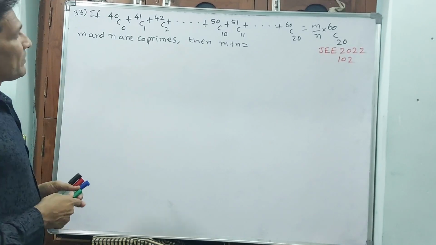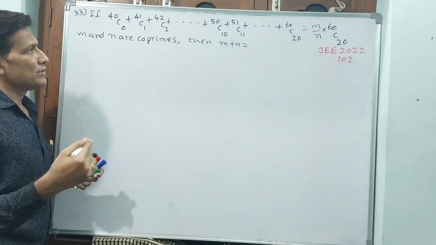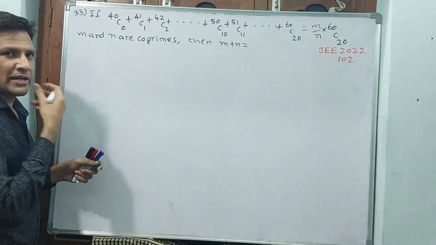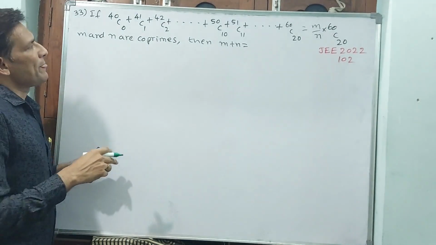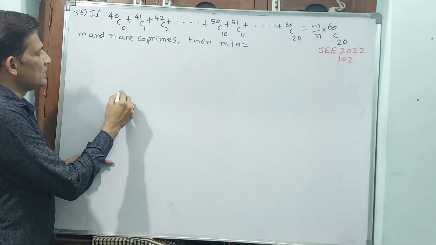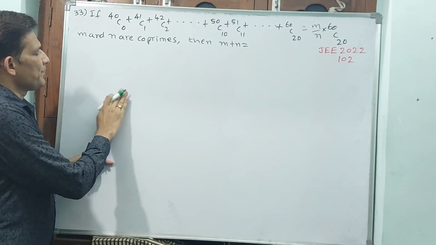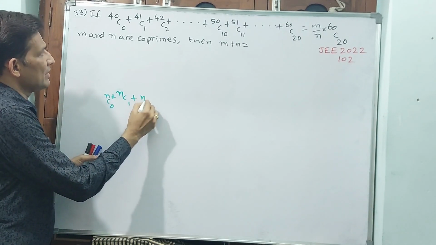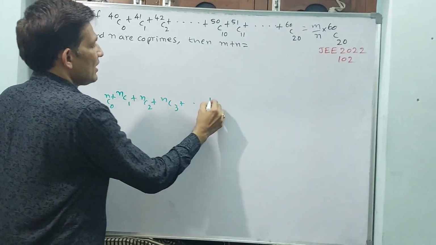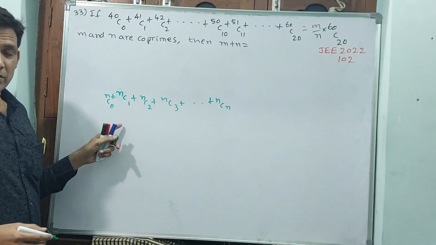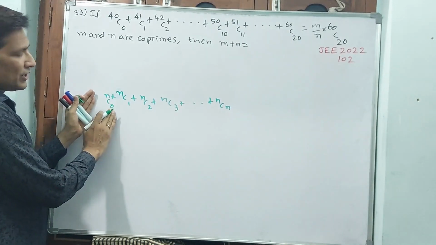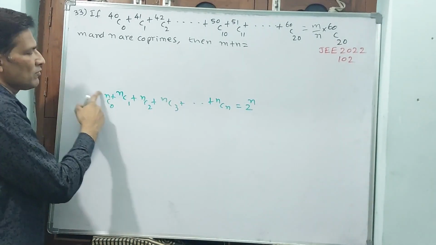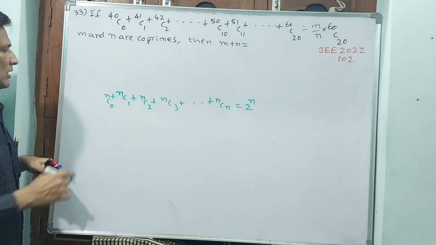See, several types of questions we have done. I want to explain, because 2 types we have done. This is the third type, also a model, you observe carefully. First model: NC0 plus NC1 plus NC2 plus NC3 up to plus NCn. This type of question we know directly, even if we start with NC1, NC0 we will take to that side. This value is 2 power n. If 4 comes, it means 2 power 4, if 5 comes, 2 power 5. This is one model.